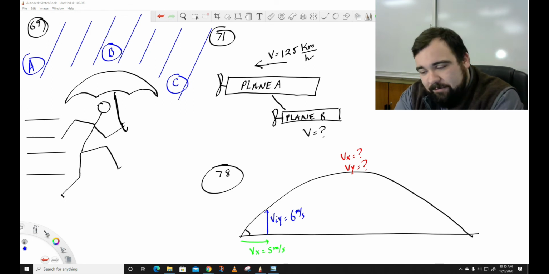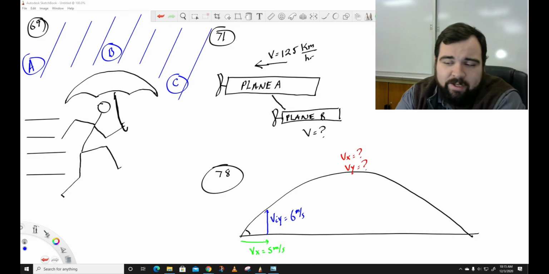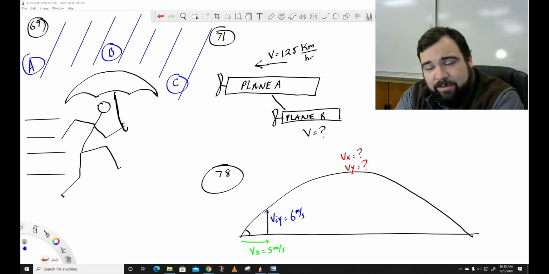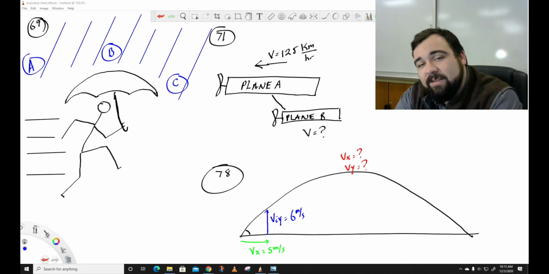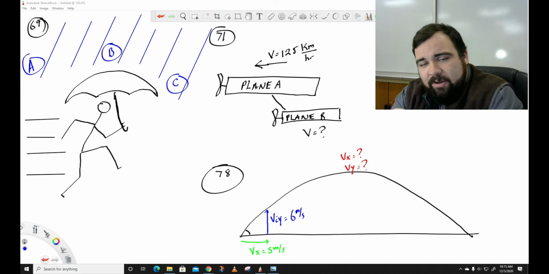Now 78. 78 gives you the initial components to an object's or a projectile's velocity. It gives you the Vx component, 5 meters per second, and the Vi component of 6. Now that Vi is the Viy component. Keep that in mind. Because what it's asking is, what are the components of the velocity at the very top of the arc? What is Vx?